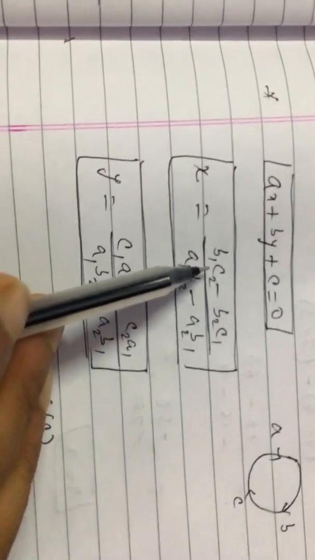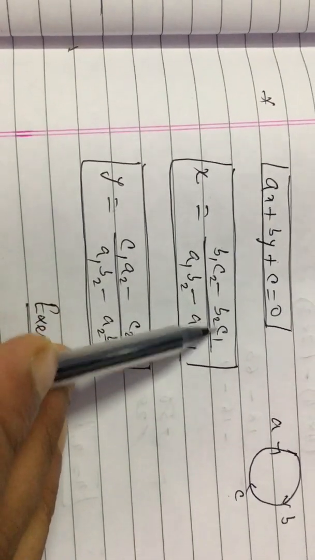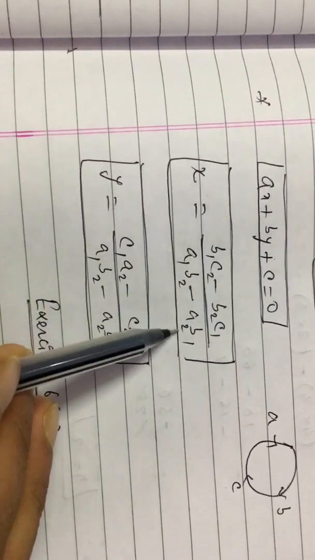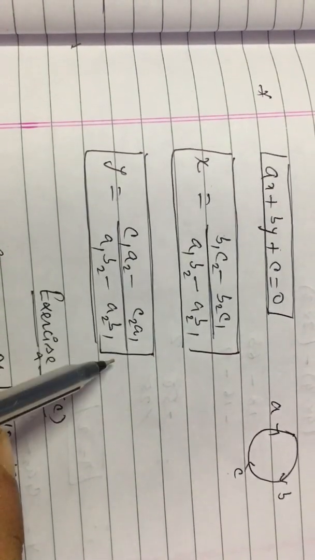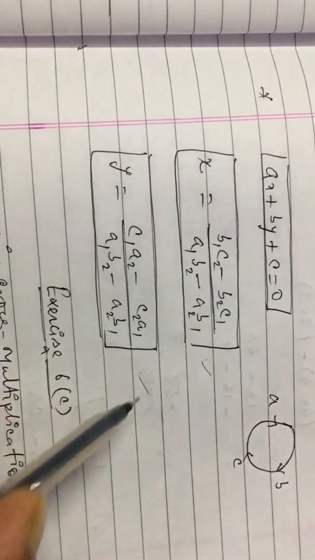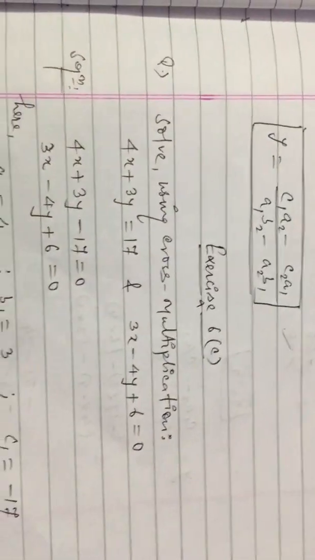And we have to put the numbering like that: 1 2 2 1. So these are the two formulas we have to apply for solving the question.